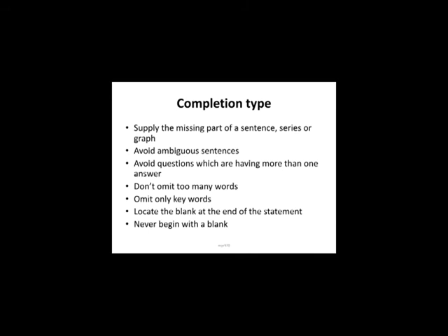Another type of objective test item is the completion type. In the completion type item, the respondee has to fill up the missing part of a sentence, series or graph from the given responses. Here the important thing is that we should not use ambiguous statements or sentences as stems, and we should avoid questions which have more than one answer.